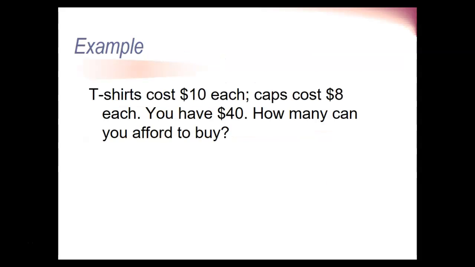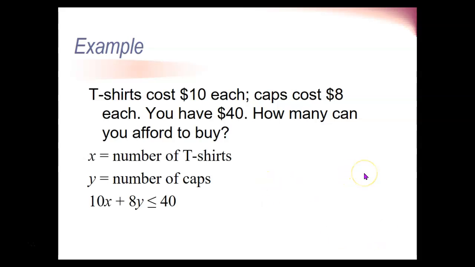Okay, let's say t-shirts cost $10 each and caps cost $8 each, and you have $40 in your possession. What can you afford to buy with that $40? Well, we can set this up by letting X stand for the number of t-shirts you buy, and Y stand for the number of caps you buy.